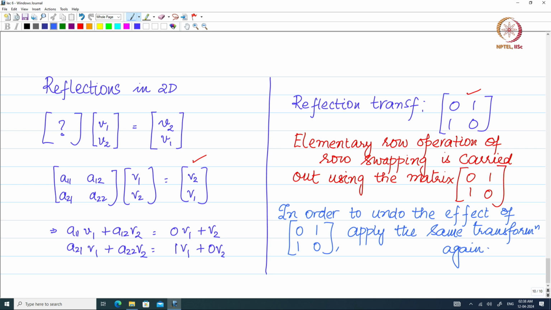Which means in essence, this matrix that you have for reflection transformation, let me call this the matrix R, that matrix is its own inverse. That is another way of saying this: the inverse of the reflection matrix R is R itself.